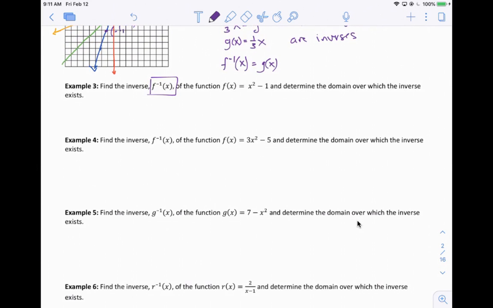Find the inverse, f inverse, of the function f of x is x squared minus 1, and then determine the domain over which it exists. Now that part we'll come back to. Why on earth would we have to talk about domain? But let's first find the function.